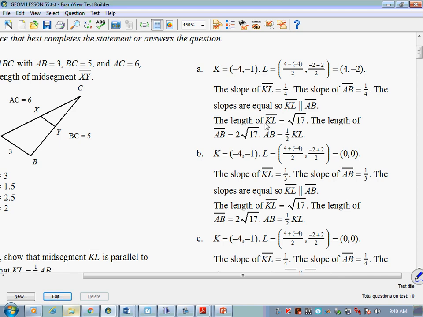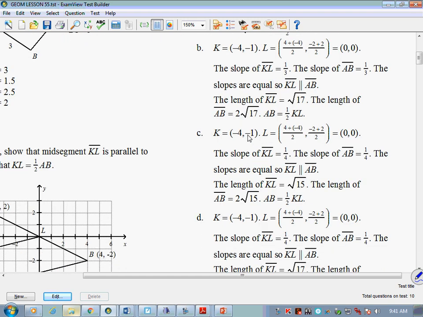Okay, we're looking for one where it says the slope of KL is 1/4 and the slope of AB is 1/4. The length of KL is radical 17, and the length of AB is 2 radical 17. Okay, that matches up. B shows slopes of 1/3, so we know it's not B. On C, we got 1/4, 1/4, but notice on length it says radical 15, 2 radical 15.